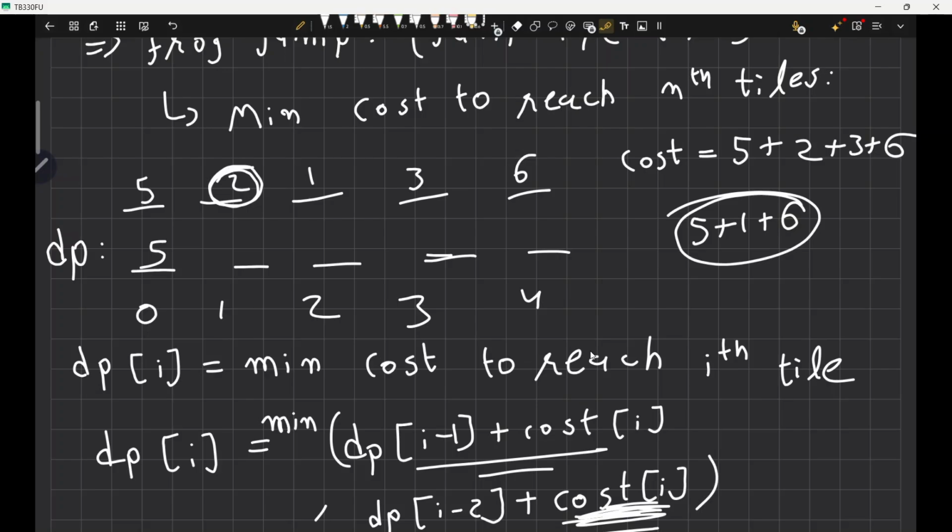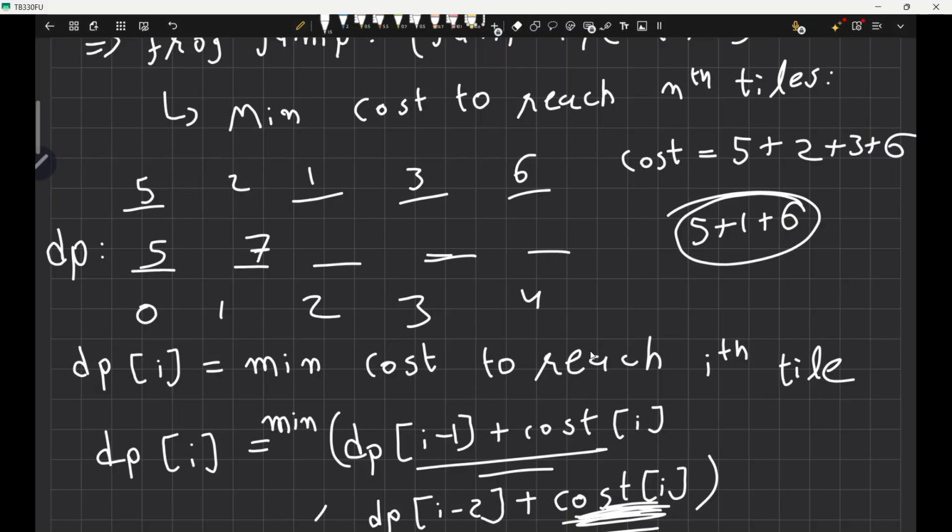So to come at this 2, the only way is to come from this 5 because there is no one 2 tiles away, so you can come. So there is nothing. There is only one way to come to this 2: you come from 5. So the cost is going to be 7.